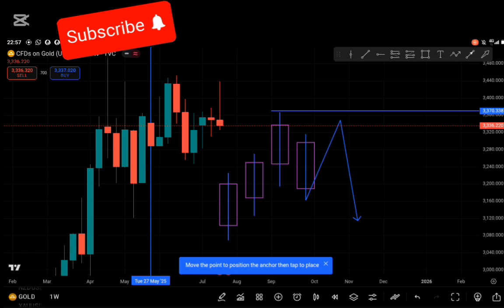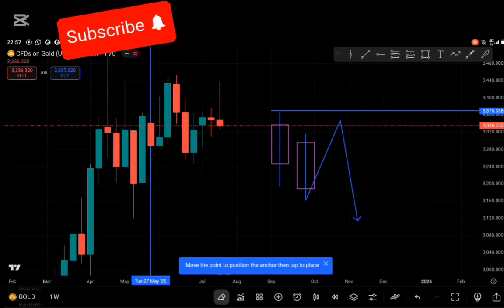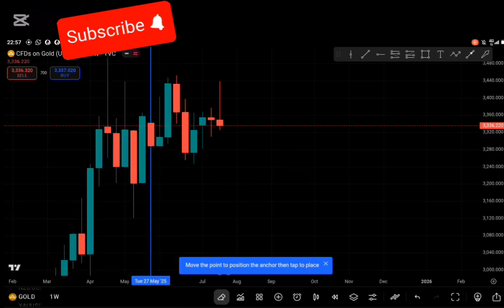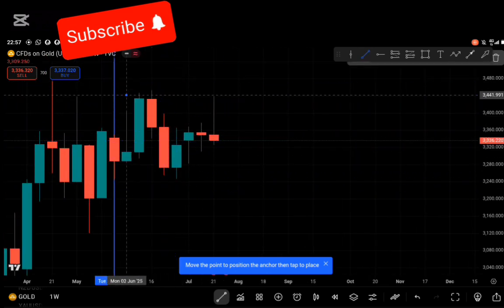Now let me clear this one from my chart. Let me clear all this stuff from my chart first, then we'll go straight to the analysis on the real market. Now first of all, this is our present 8 candles right here.